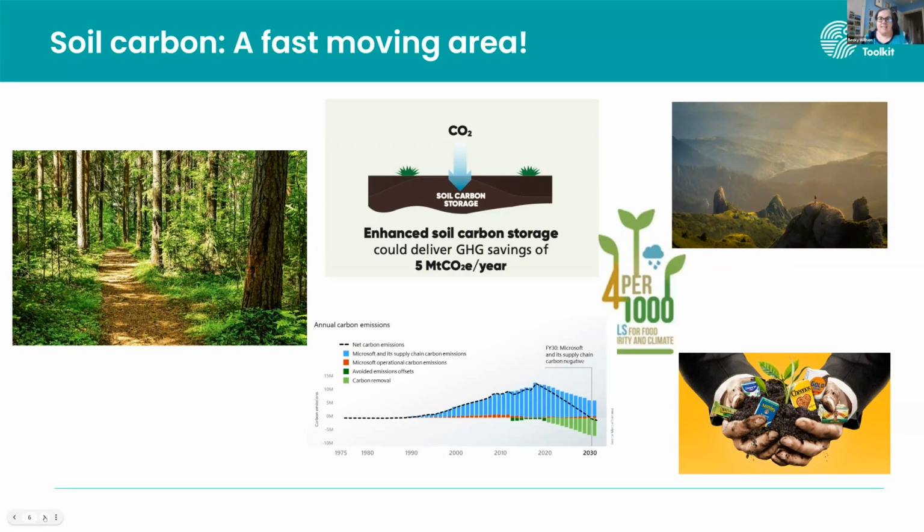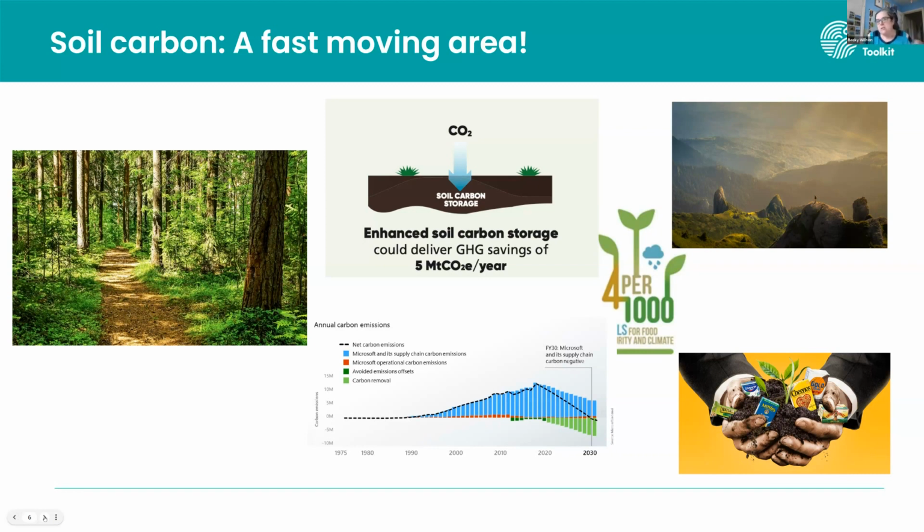You can see that data there in terms of the NFU net zero strategy, which says that actually enhancing soil carbon storage could deliver those greenhouse gas savings of 5 megatons of carbon dioxide per year. We know that it's becoming quite an important thing outside of the farming sectors, in terms of the ability for farming to also help decarbonize other sectors that don't have the ability to do that positive thing.